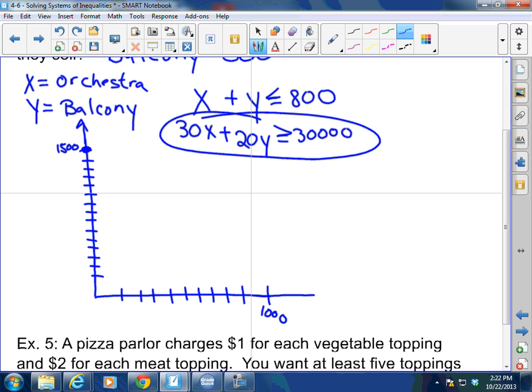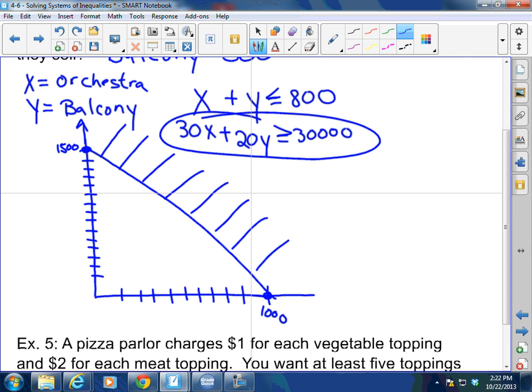Okay, ready? Here we go. It's going to be a solid line. Now, if I were to move the x over, is the y going to be greater than or less than? If I were to solve for y here, guys, it would be greater, right? So you're going to shade above.